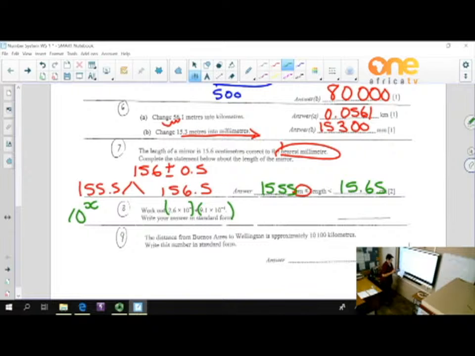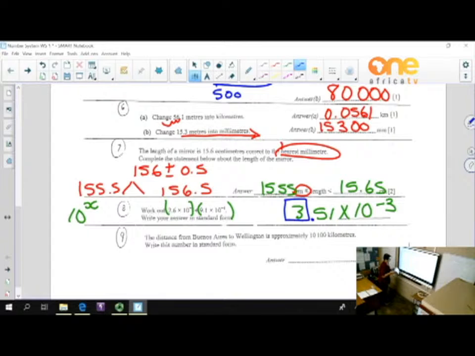negative 3, close the bracket, plus another bracket, 9.1 times that 10, and negative 4, and close the bracket. So I got 3.51 times 10 to the power of negative 3. It's a decimal answer, so that's why it's 10 to the power of negative 3. Remember, standard form means only one digit, only one number in front of the point.